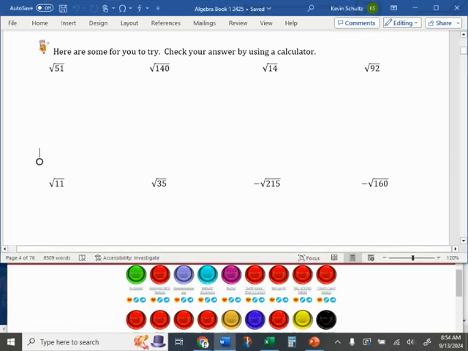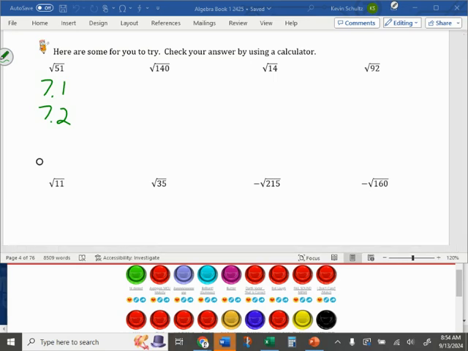Just seeing how things are going so far. Root 51, what did people get for this one? 7.1, 7.2, 7.3, 7.4. Anyone have questions on answers right now? Yes, we're going over answers for the first 4. Questions on how we got those? Root 49 and root 64 are the perfect squares you should have used, so you know it's between 7 and 8, and that's where we get 7.1 or 7.2.